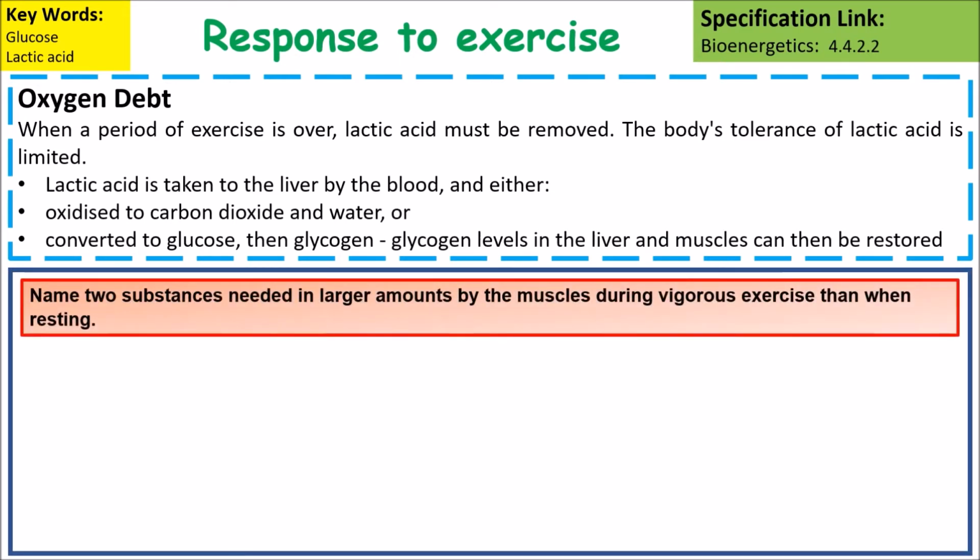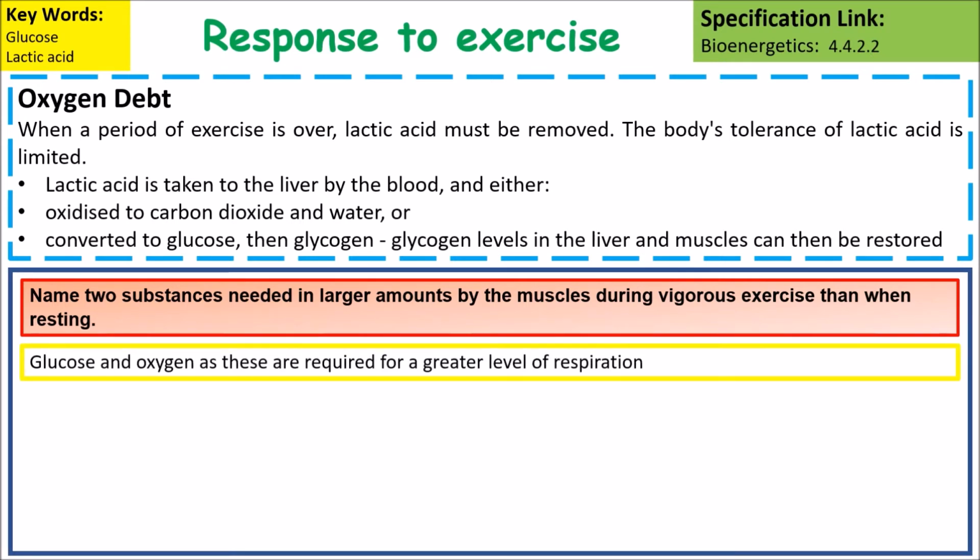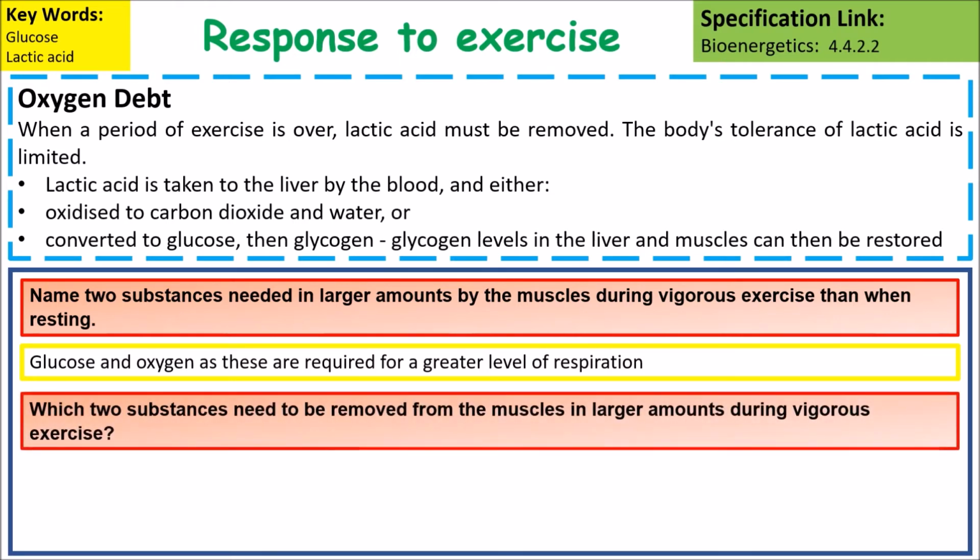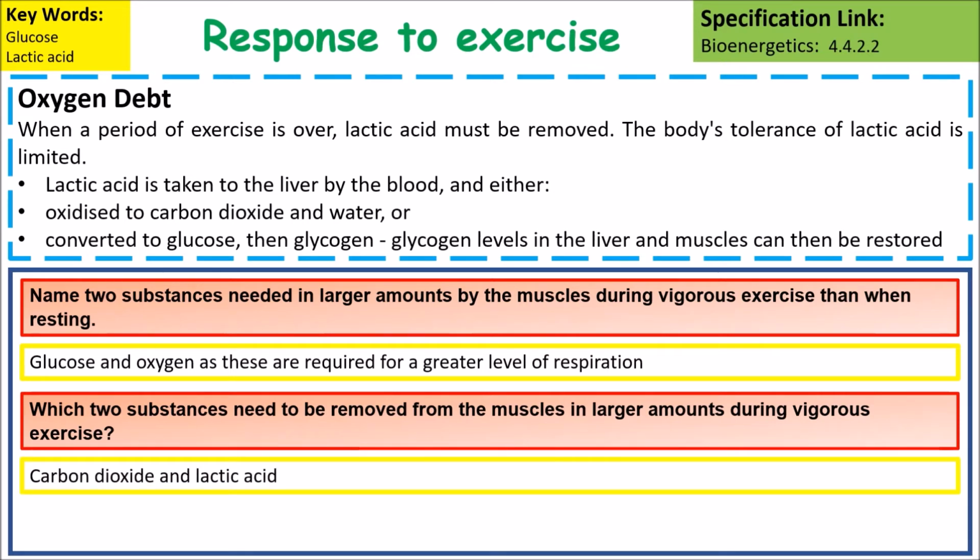If we think about naming the two substances in larger amounts in muscles during vigorous exercise than at rest: glucose and oxygen would be required for this greater level of respiration. Which two substances need to be removed from muscles in larger amounts during vigorous exercise? Carbon dioxide and lactic acid.